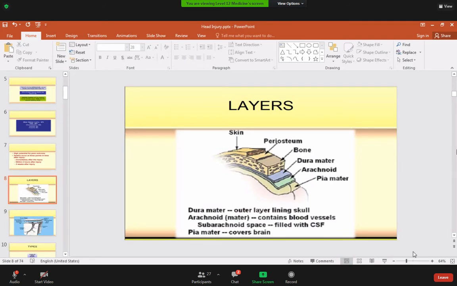So we have different layers of this scalp that is covering the periosteum or the cranium. We have skin, we have the periosteum, and underneath is the bone.